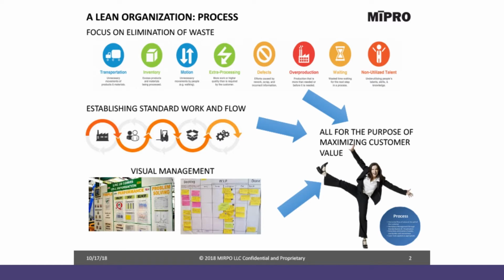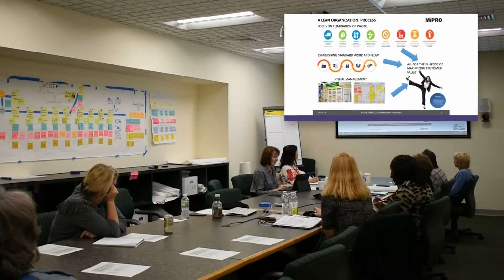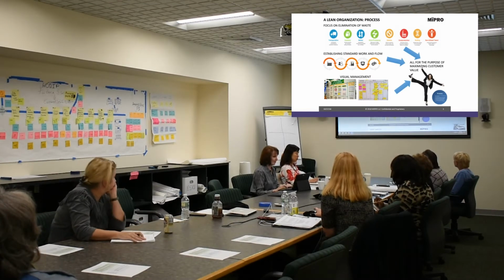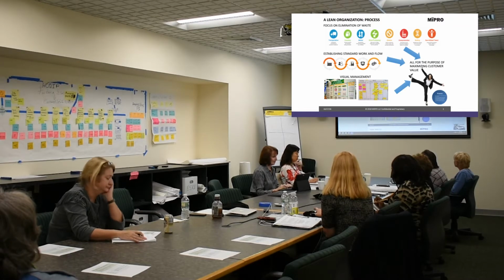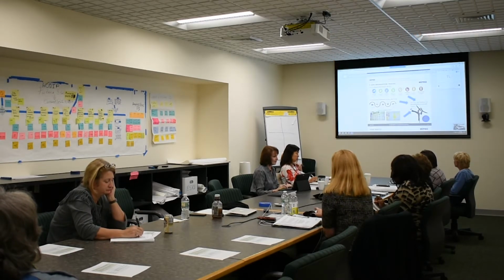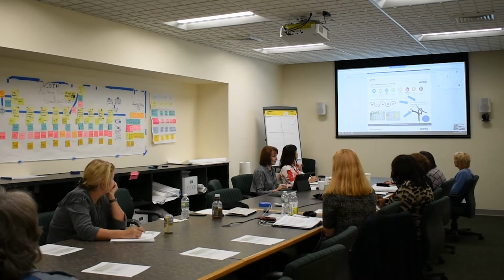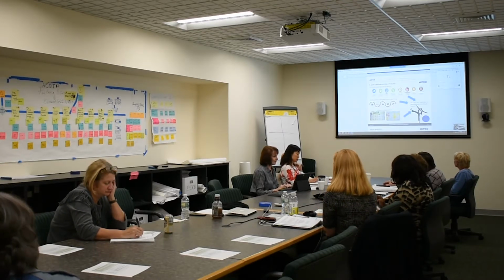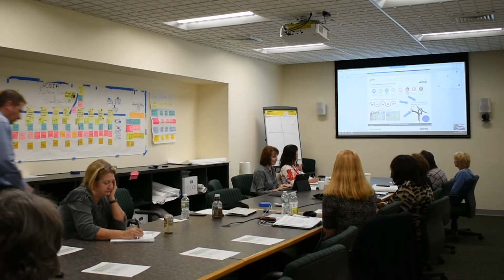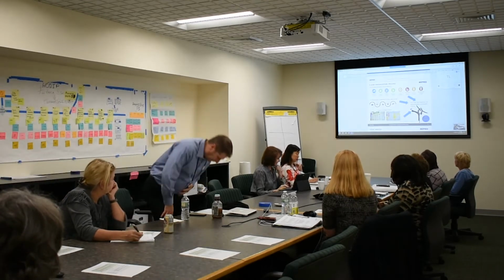So across the top is the 8 forms of waste, and I know it's pretty small to see. Our next slide has them bigger, and so we'll go through them a little bit more in depth. A lean organization focuses on the elimination of waste to get to the standard work and flow, so that work is not getting bunched up in different queues and inventories and is being done as efficiently and effectively as possible.